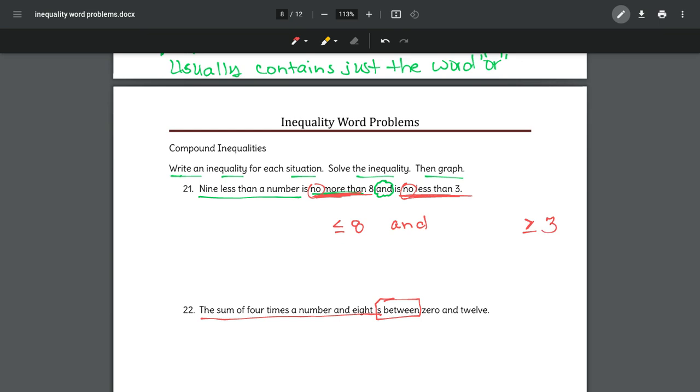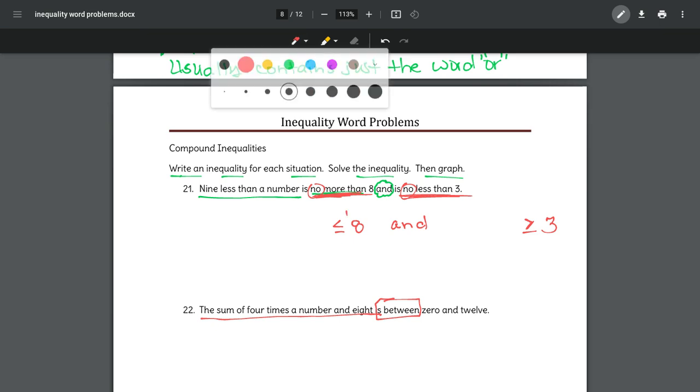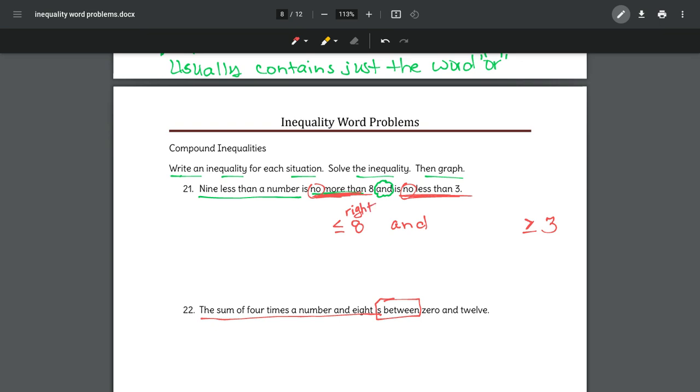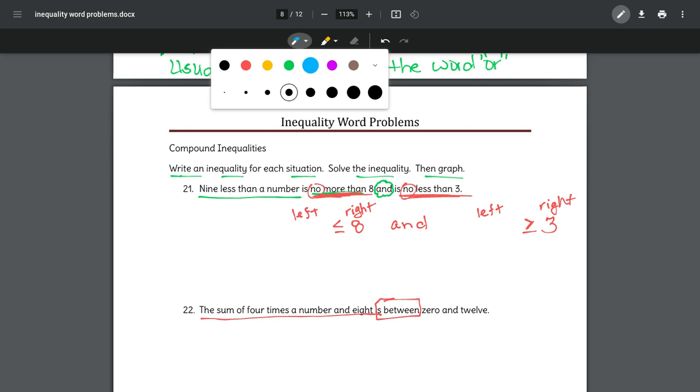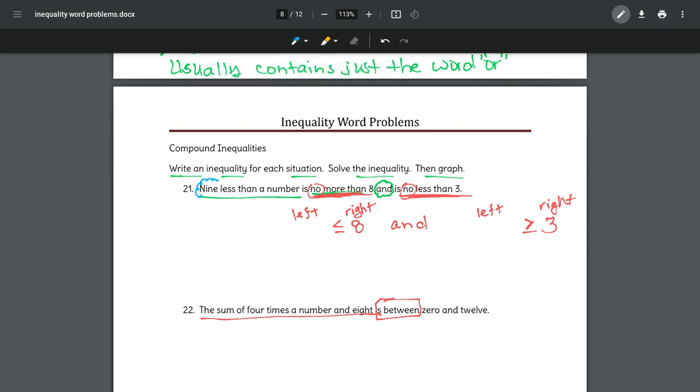So I can see that I'm going to have two inequalities. The thing is, I only have the right side of my inequality. Here I have the right side. Here I have the right side. I'm missing the left side on both. So it's really easy to find the left. All you do is go back and look at this part. 9 less than a number. Well, that number you don't know, so that's going to be your variable. So that's my variable x.